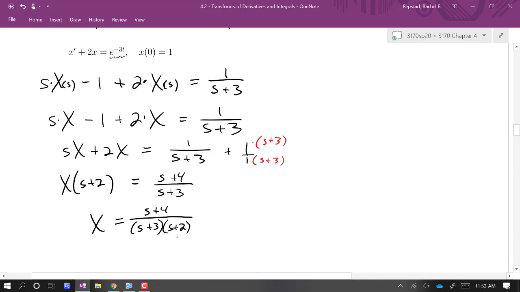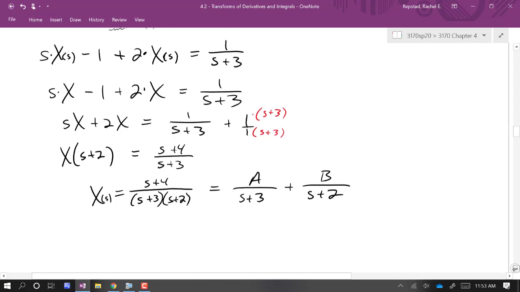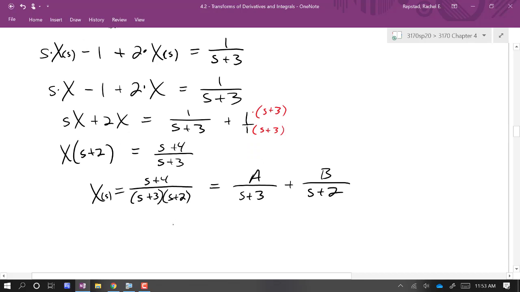So here I have a solution. This is our X of s function. But it's not quite in a useful form yet, because I want to be able to find little x of t. So I need to find the inverse transform. We're not quite there yet, but we can get there if we find the partial fraction decomposition. So I'm going to set this up as some constant A over s plus 3 plus some constant B over s plus 2. Multiply both sides by the LCD, and we get that s plus 4 is equal to A times s plus 2 plus B times s plus 3.